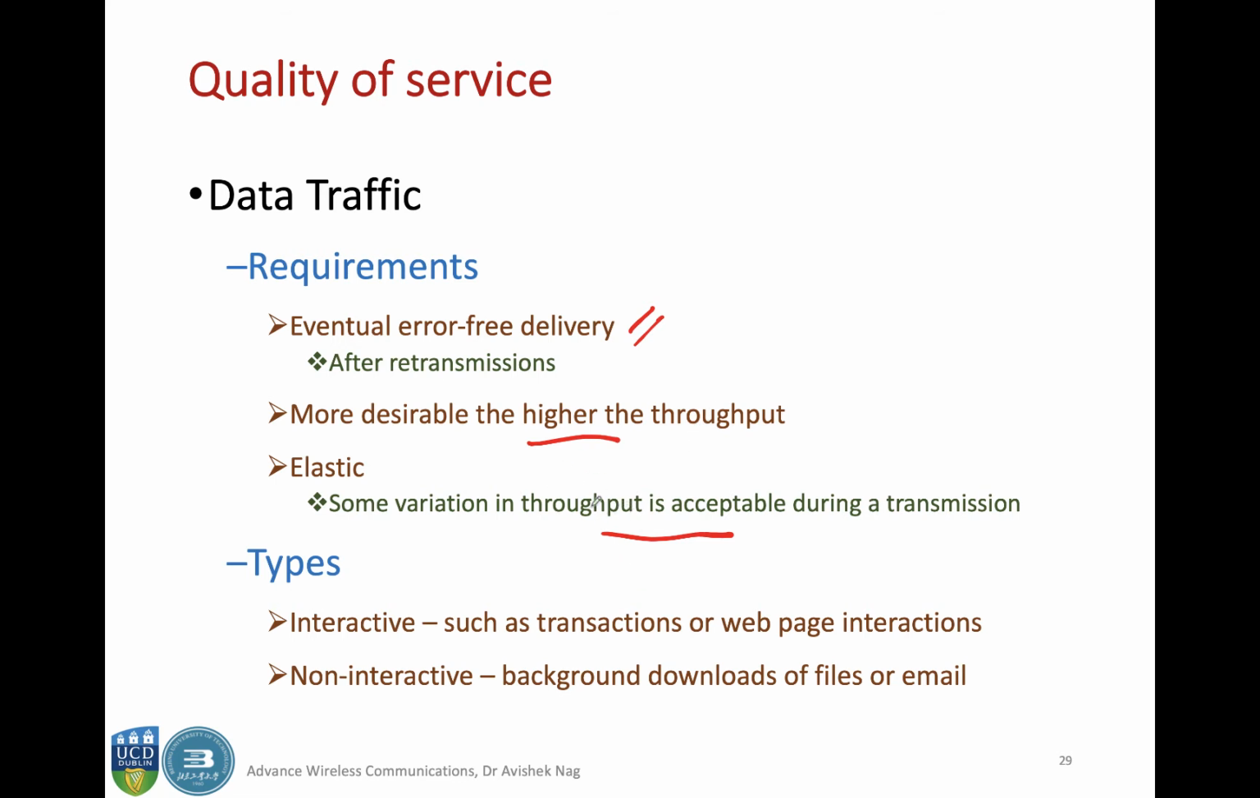This type of data traffic can be interactive or non-interactive. One example of interactive data traffic is web page interactions or transactions. Non-interactive is the background downloads of files or email.